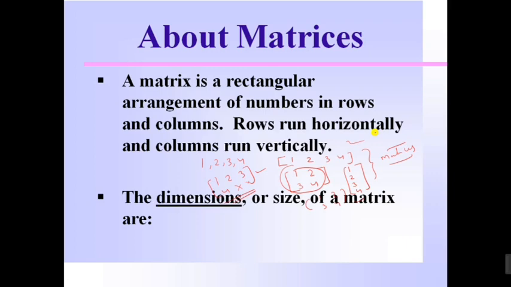Now let's move to the next point. The dimensions. Every matrix is recognized by its dimensions or size, which is the number of rows and number of columns. For example, let us see this one. Here there is only one row, and this is one column, this is another column, this is the third column, and this is the fourth column. So this matrix is a 1 cross 4 matrix.